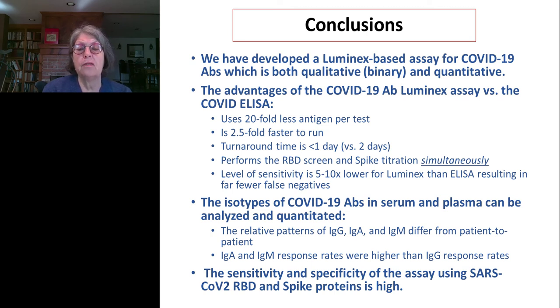The relative patterns of IgG, IgA, and IgM differ from patient to patient, and the IgA and IgM response rates were higher than the IgG response rates, at least during the period of time from which the specimens were collected at this relatively early stage of the pandemic. And the sensitivity and specificity of the assay using RBD and spike proteins is quite high.